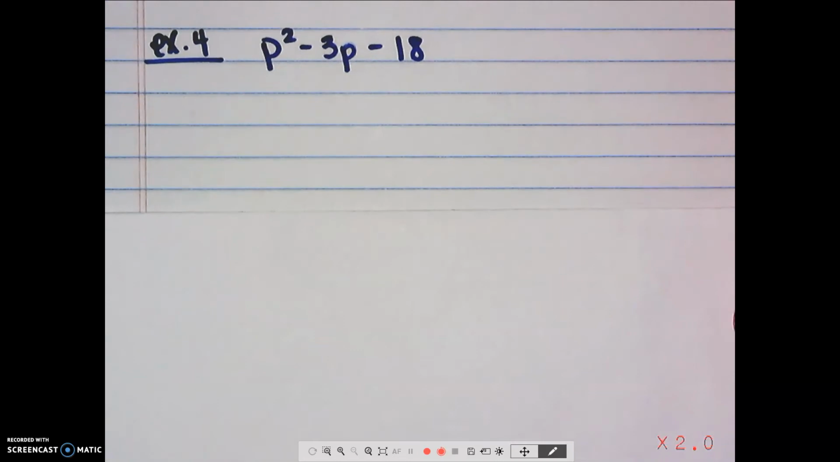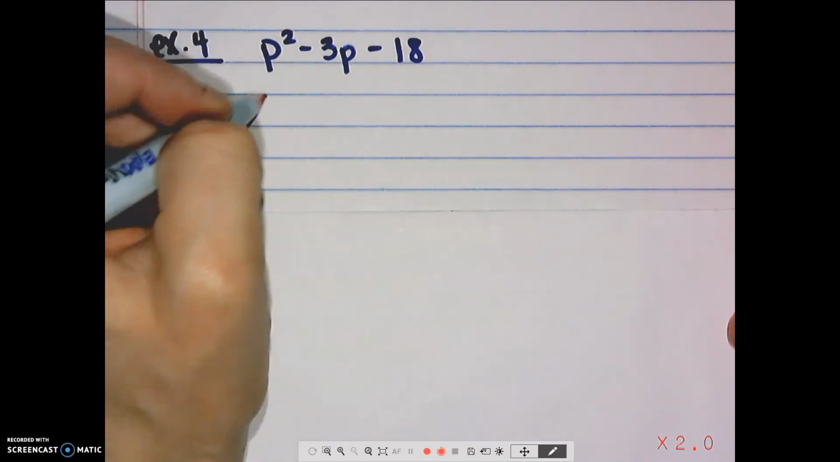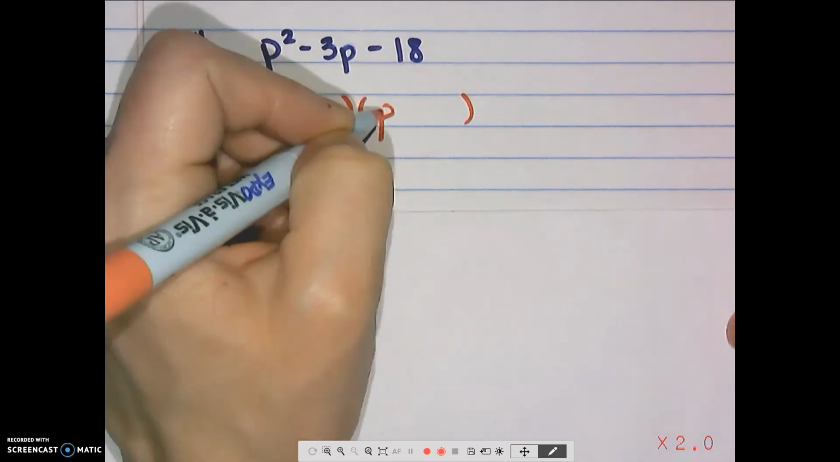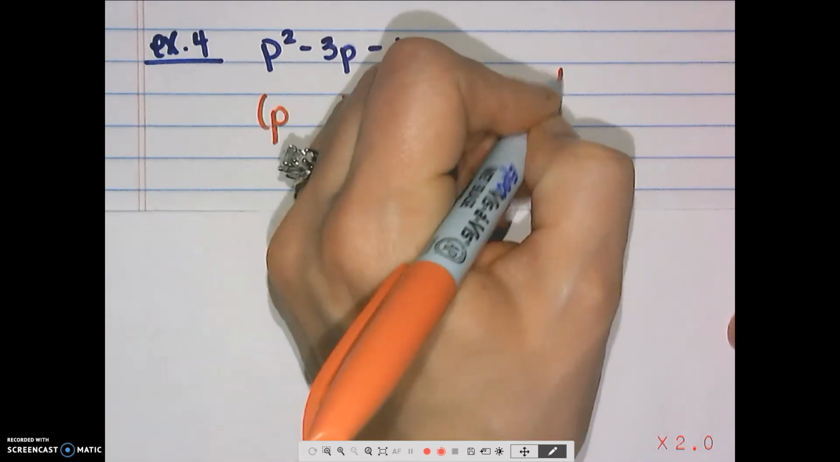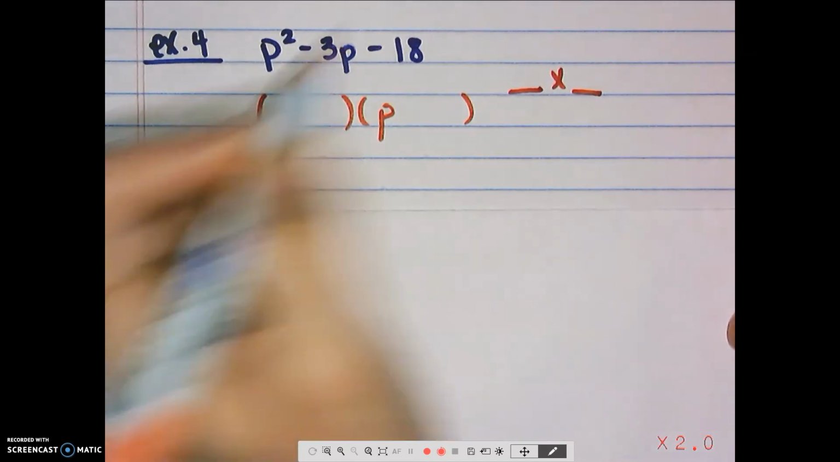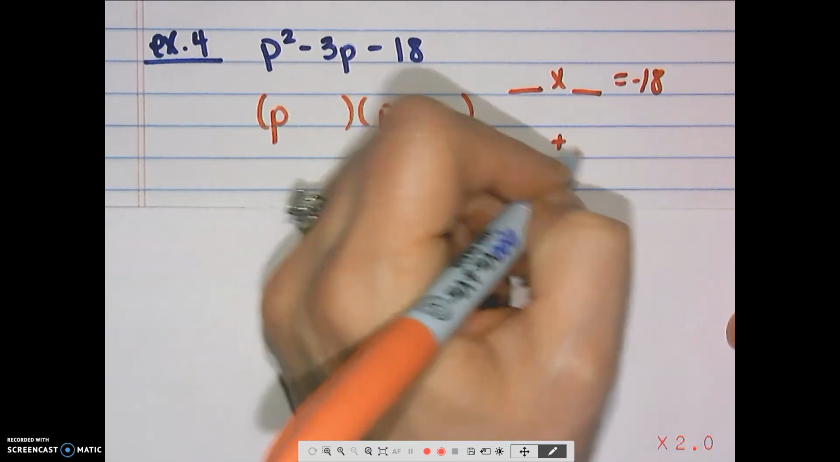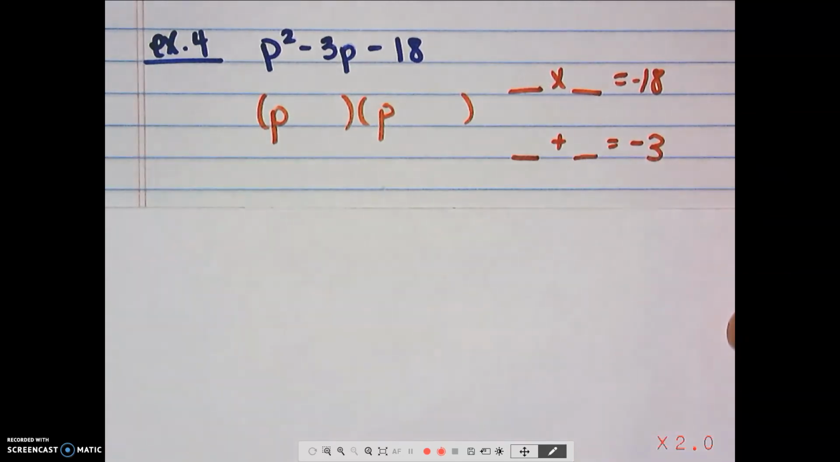What if we have p squared minus 3p minus 18? So we know that we need p and p. For this question, we need two numbers that multiply to give us negative 18 and add together to give us a negative 3. So you cannot ignore those signs that are in front of those terms.